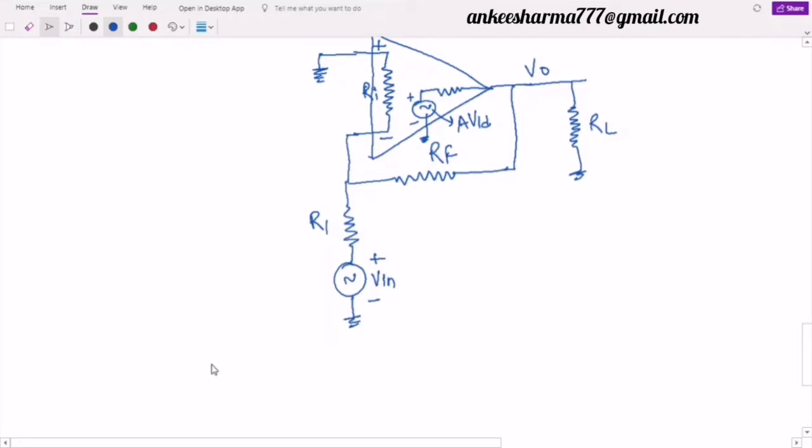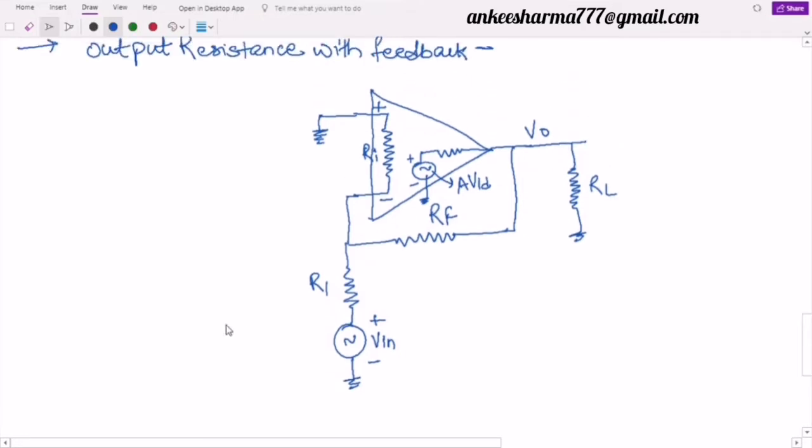So you know how to find the output resistance with feedback. We have just discussed it in the case of voltage series also. Whenever we have to find the output resistance with feedback, we have to replace our independent sources with their internal resistance. If we look here, there is only one independent source, that is this one. This source will be replaced with its internal resistance, or simply it will be short circuited. So this will be short. It means this V in will be equal to 0. इसकी value को हमने 0 कर दिया.